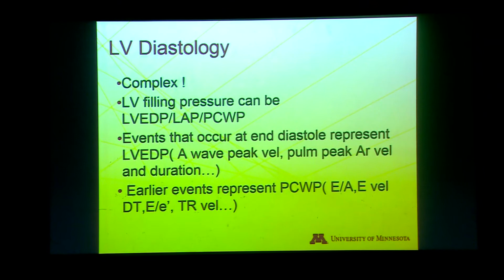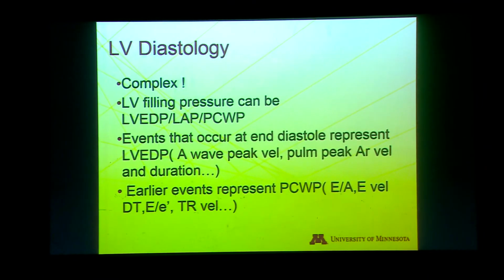So if you want to understand what LV filling pressure is, which is a key component of LV diastology, it can be LV end-diastolic pressure, left atrial pressure, or wedge pressure. And then, based on what we see on our echo exams, there are events that occur at the end of diastole that represent more of the LV end-diastolic pressure. And there are earlier events, like the E velocity, the deceleration time, E by E prime, TR velocity. All these will give you a measure of the PCWP.